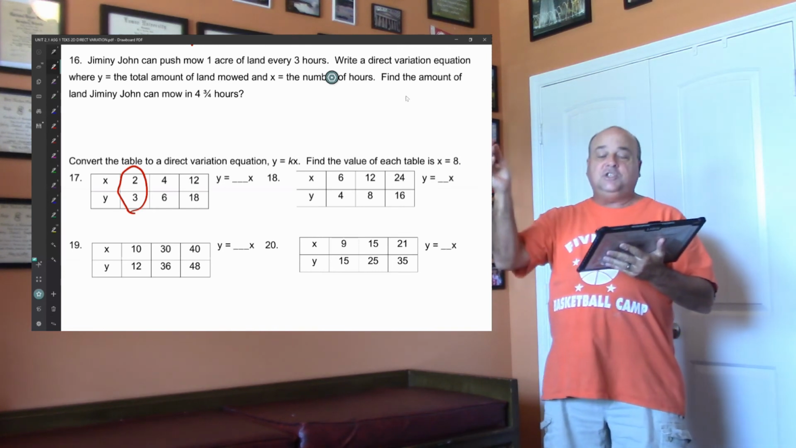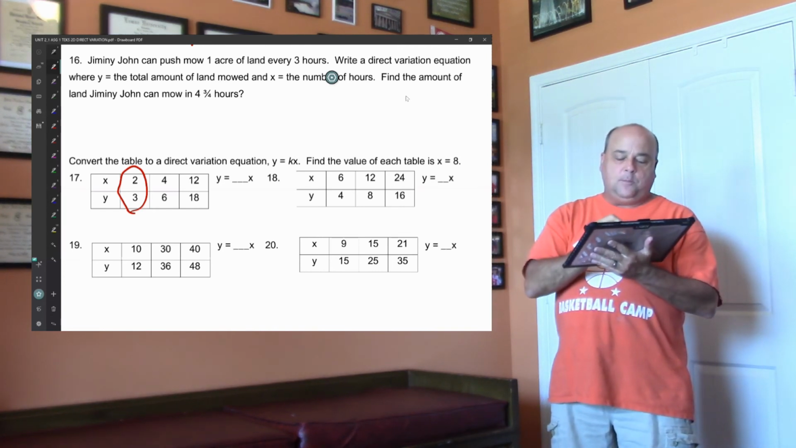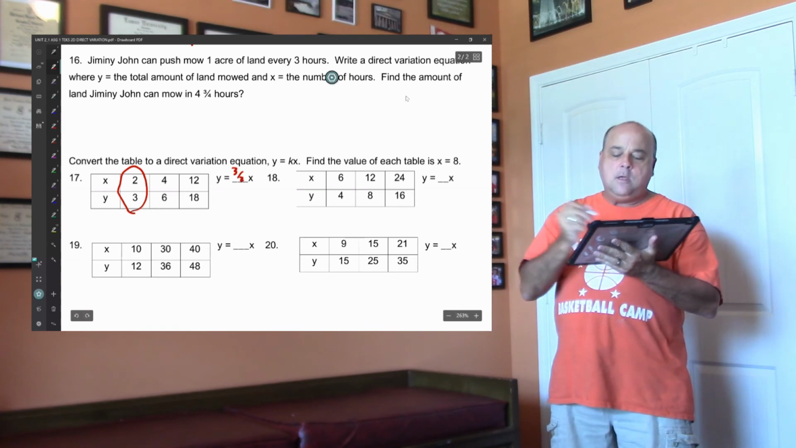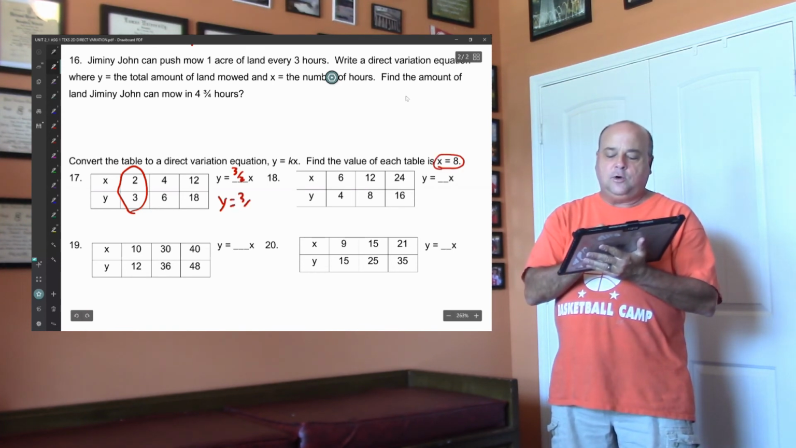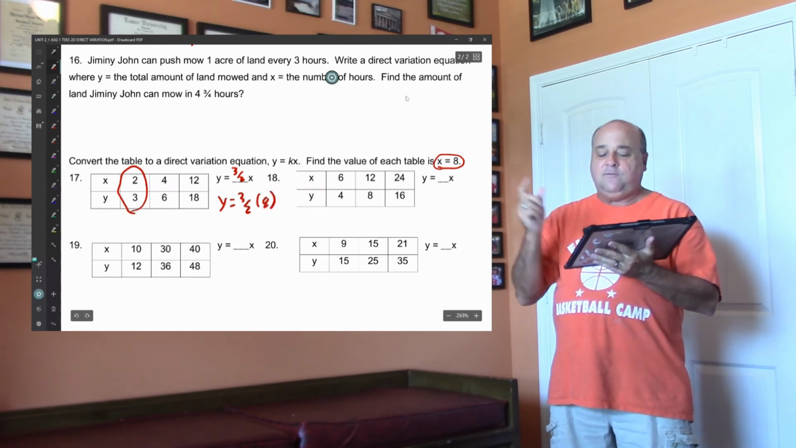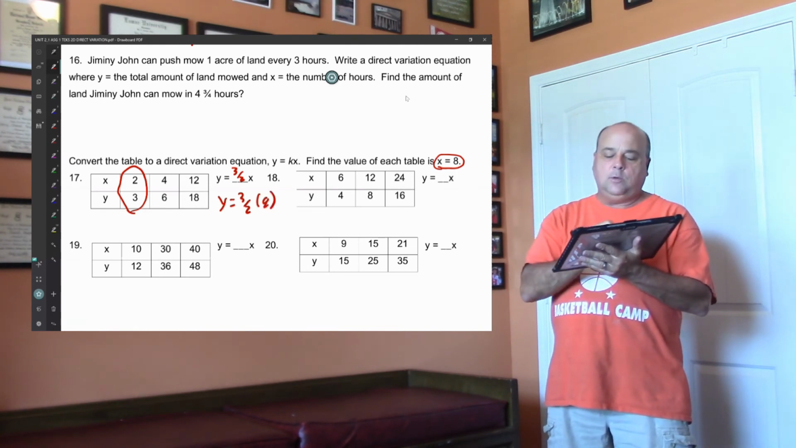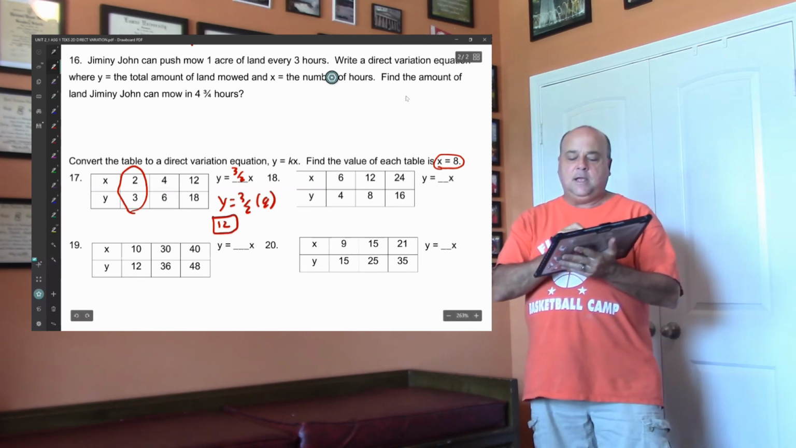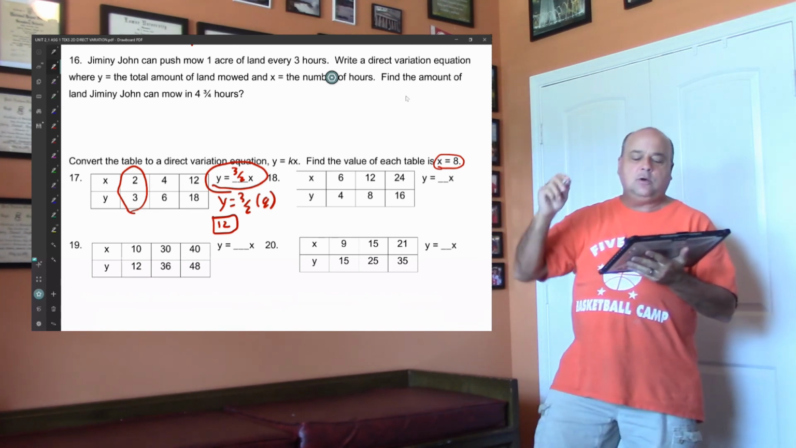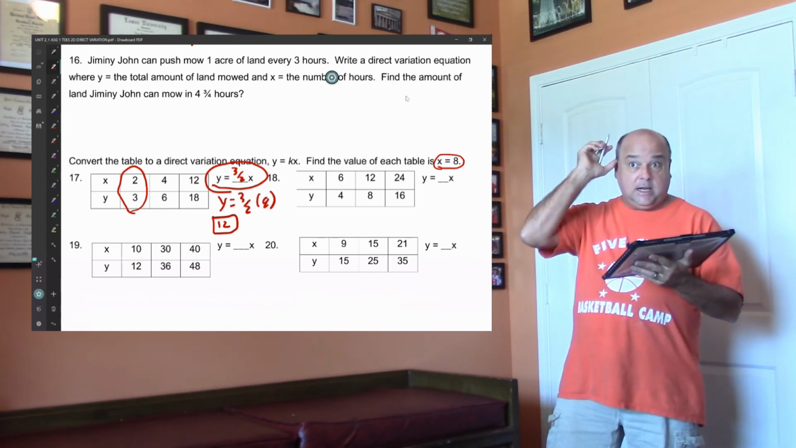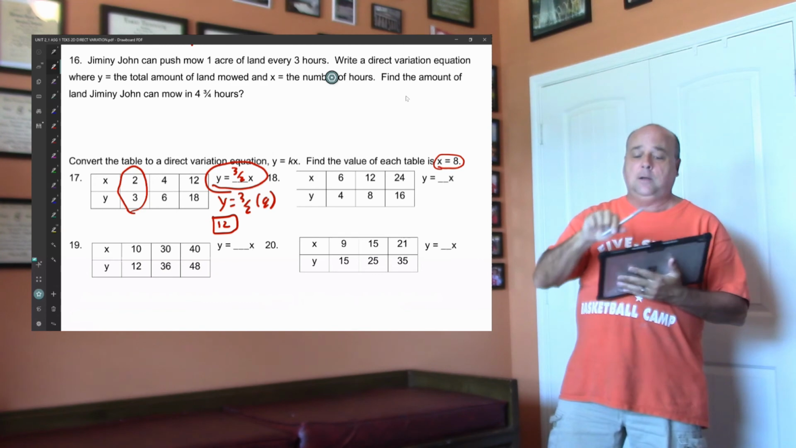Okay, so I would just pick the first y over x, and we're going to put 3 over 2x, right? And then you're going to solve for x equal 8. So y equals 3 over 2 times 8. And if you did that, you would get 24 over 2, you would get 12, wouldn't you? Okay, so you're just going to make your y equal y over x. That's going to be your k. And then you just plug in 8 for x and finish up the problems.